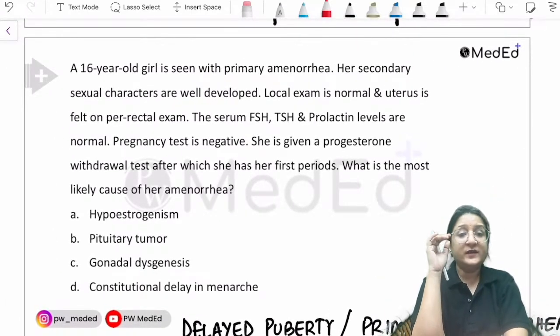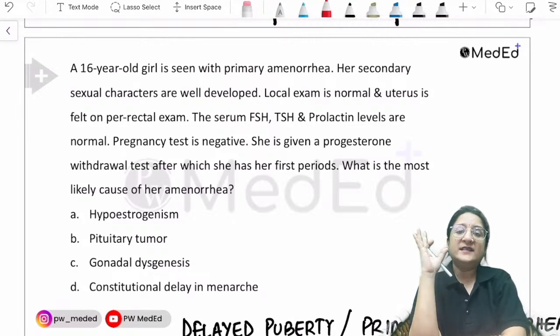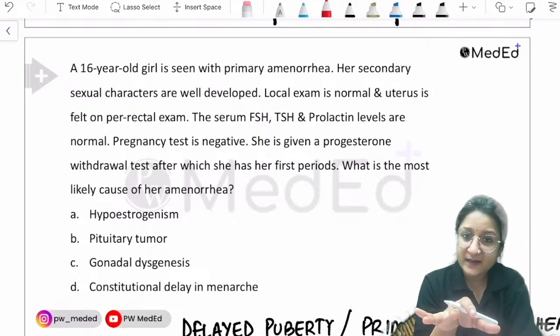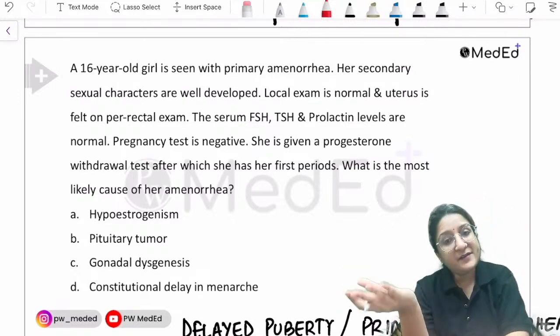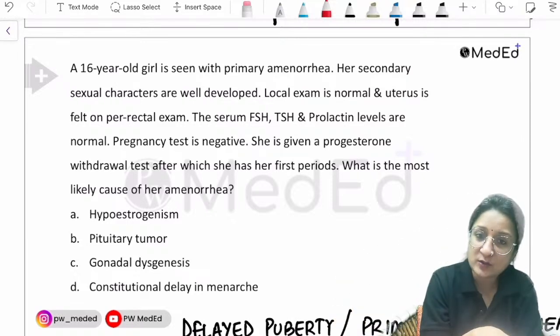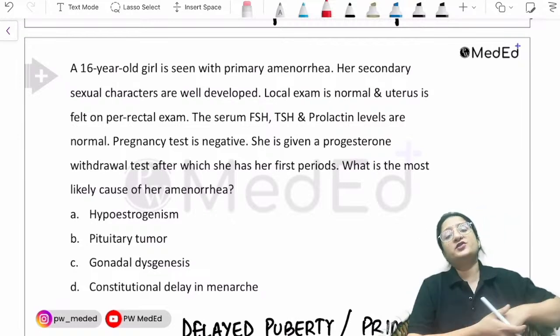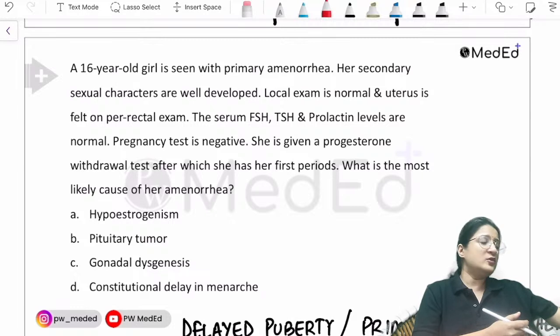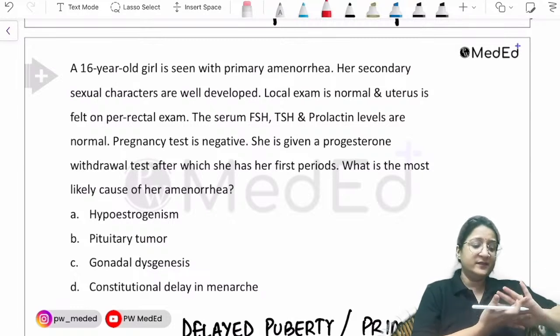A 16-year-old girl is seen with primary amenorrhea. Her secondary sexual characters are well developed. Local exam is normal. Uterus is felt on per rectal examination. Serum FSH, TSH, prolactin are also normal. Pregnancy test is also negative. She's given a progesterone withdrawal test, after which she has her first periods. What is the most likely cause of her amenorrhea?